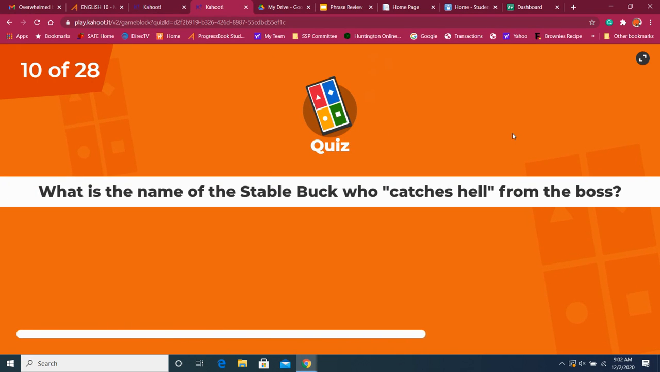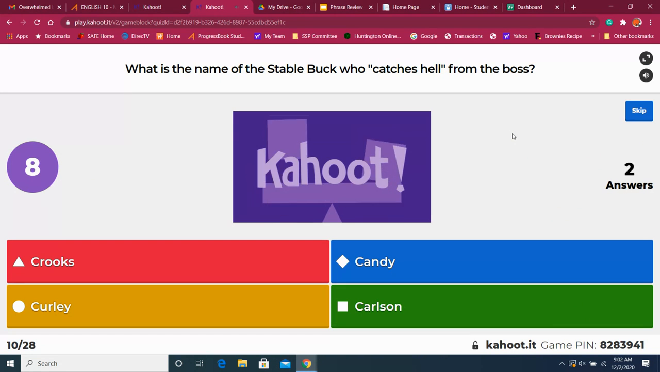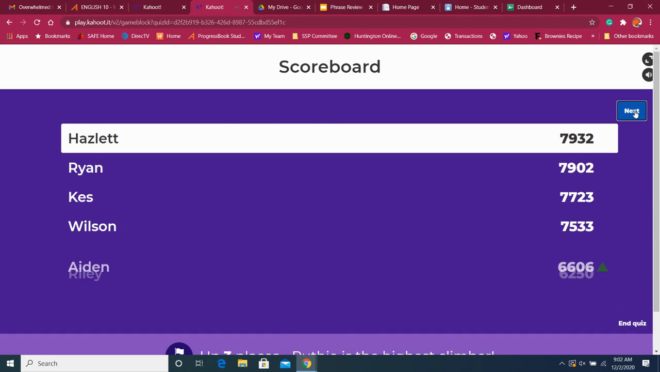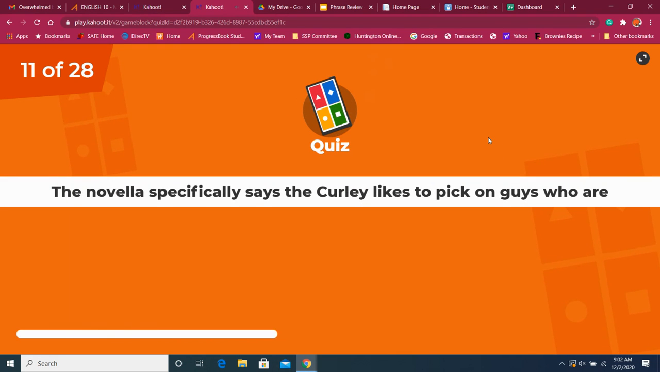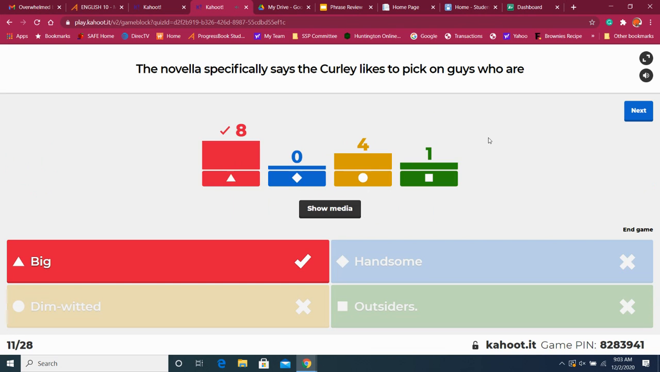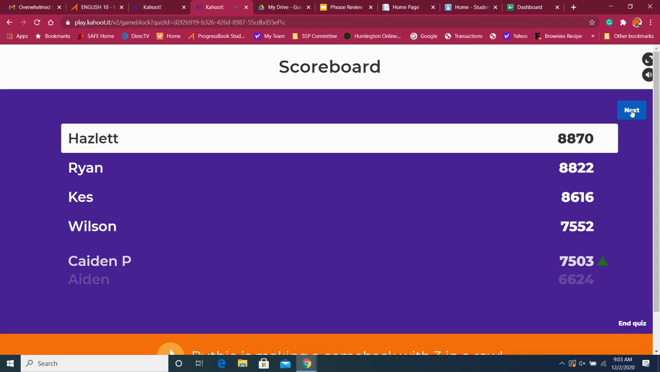What is the name of the stable buck who catches hell from the boss? Crooks, Curly, Candy, Carlson. They love the C names here. All right, Crooks. Crooks is it. The novella specifically says that Curly likes to pick on guys who are big, handsome, dim-witted outsiders. Big. He likes to pick on big. Remember, he keeps telling he'll fight a big guy because he can't lose either way. So the idea of them being big is it, not dim-witted. But I understand why you picked that. So, all right. Wow.